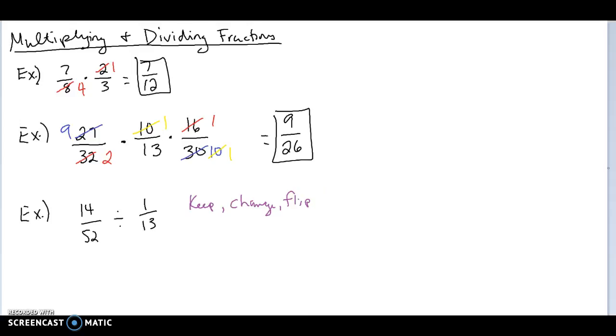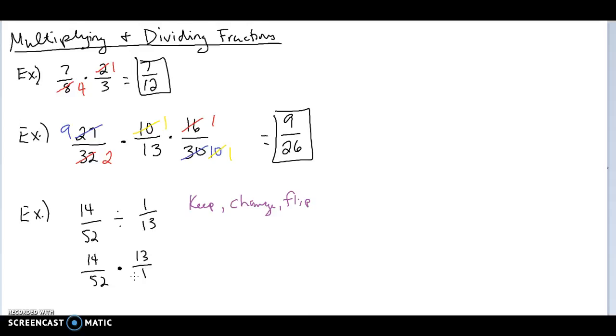So what does this mean? When you see a division problem, you keep the first fraction the same, so it's going to be 14 out of 52. You change division to be multiplication. And instead of having that 1/13, we're going to multiply by 13 over 1. So we keep, we change, and we flip. Guys, this is the same thing as saying we're going to multiply by the reciprocal. It's just a little bit easier to keep track of. And now, since it's a multiplication problem, I can do the very same thing I was doing in the previous two examples. So let's see if anything goes into anything else.